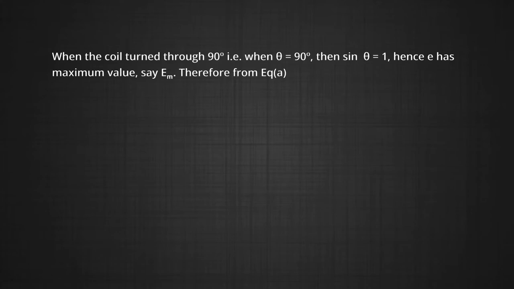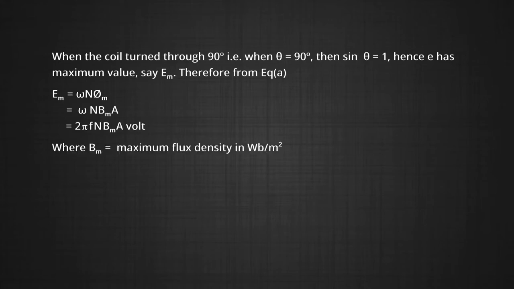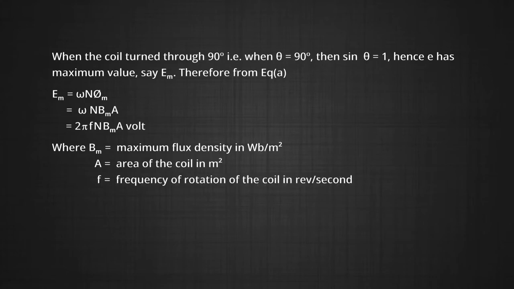Therefore, we can write equation A as Em is equal to omega n phi m, that is omega n Bm A. Since omega is equal to 2 pi f, we can write it as 2 pi f n Bm A, where Bm is the maximum flux density, measured in Weber per meter square, and the area is measured in meter square. Frequency of rotation of the coil is measured in revolutions per second.